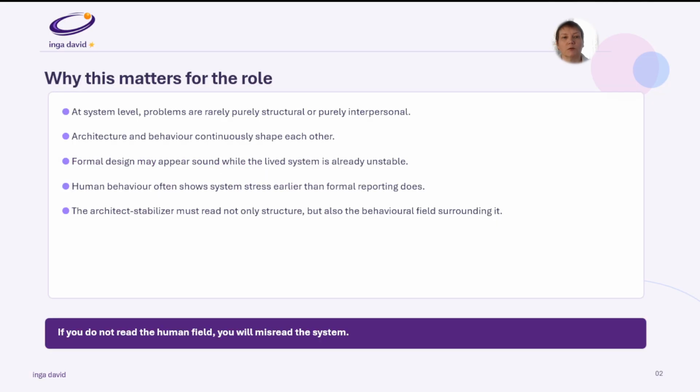Why this matters for the role? At system level, problems are rarely purely structural or purely interpersonal. Architectures and behavior continuously shape each other. Formal design may appear sound while the lived system is already unstable. Human behavior often shows system stress earlier than formal reporting does. The architect stabilizer must read not only structure but also the behavioral field surrounding it. If you do not read the human field, you will misread the system.